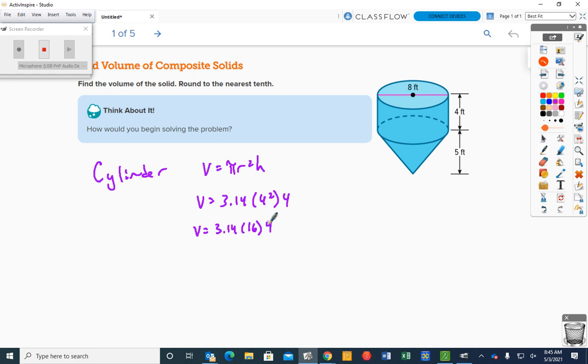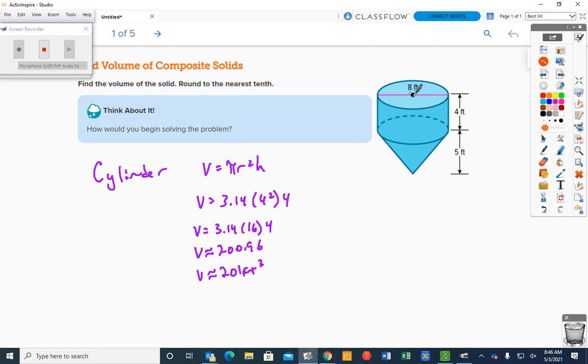If we multiply all of those, what did we get? 200.96. Let's just round that up to about 201. That's an easier number to work with. So the volume is about 201 feet cubed. And we found the volume of this part, right?